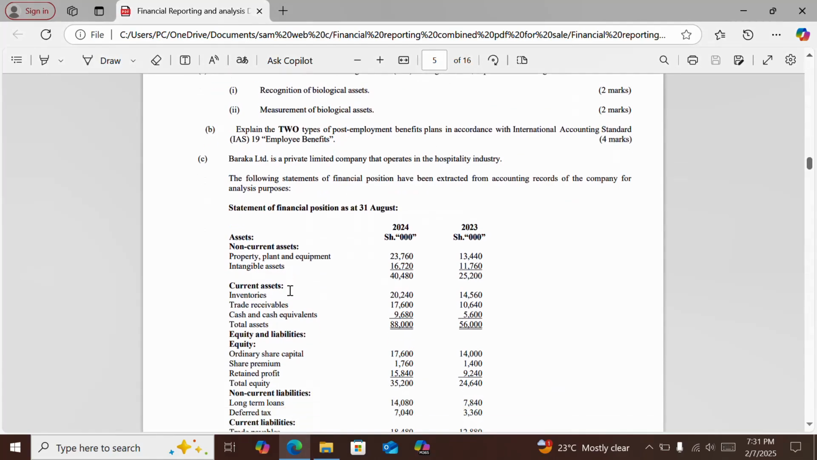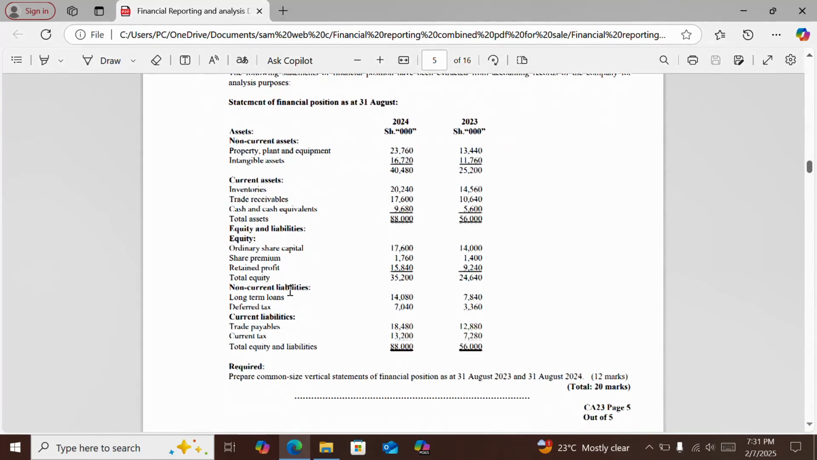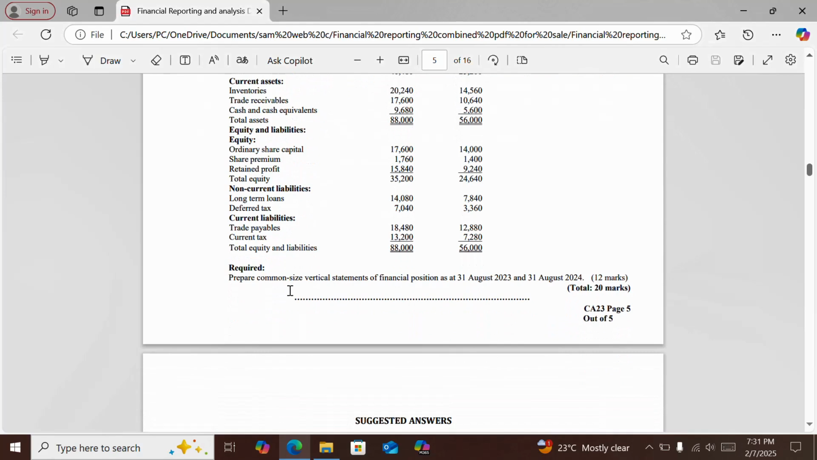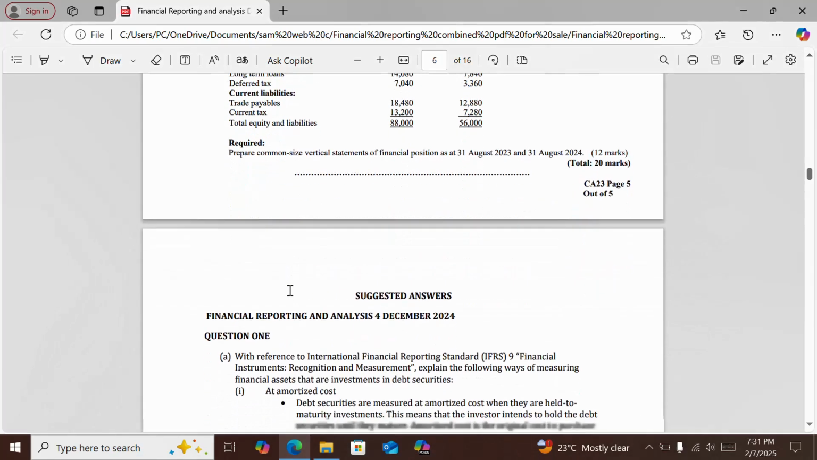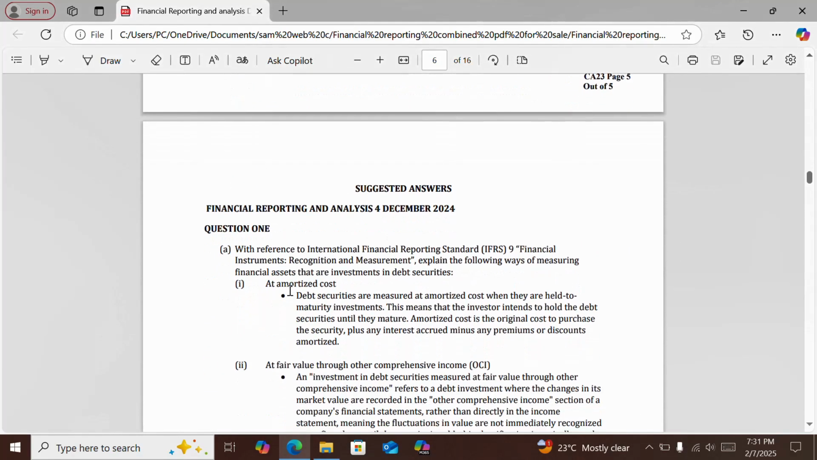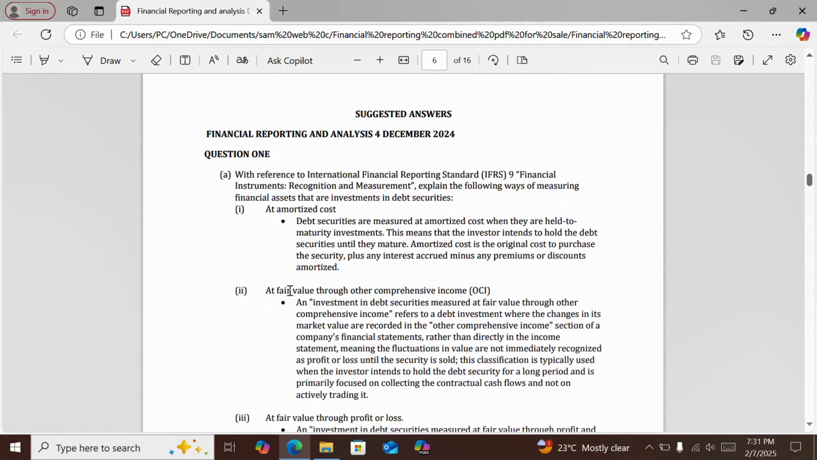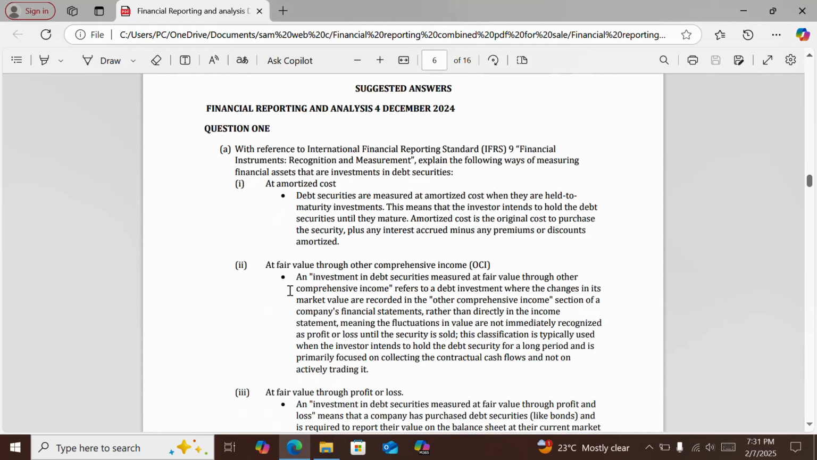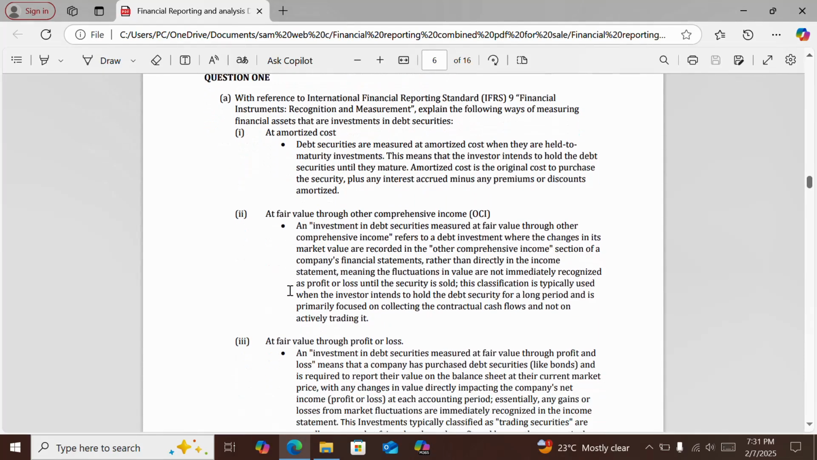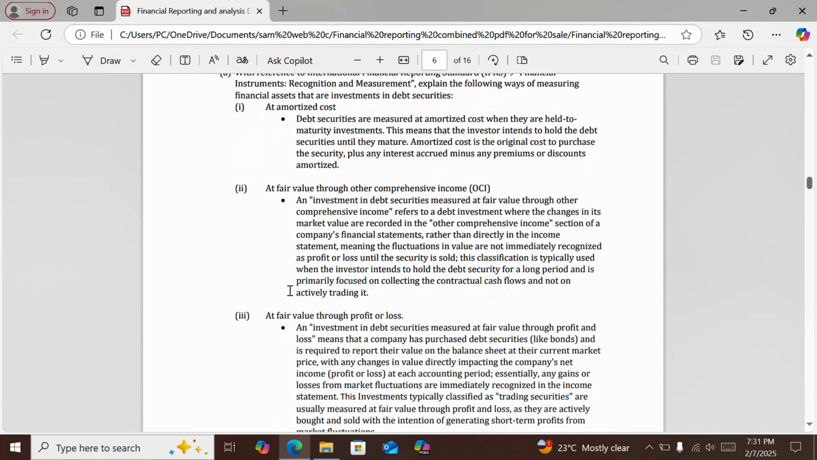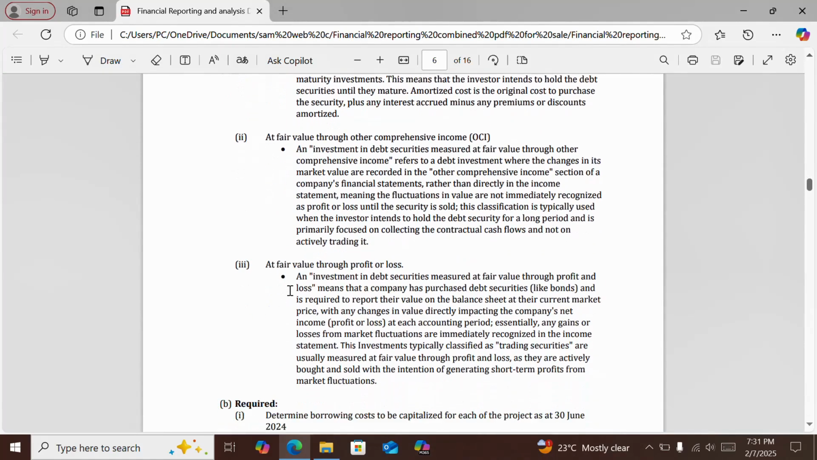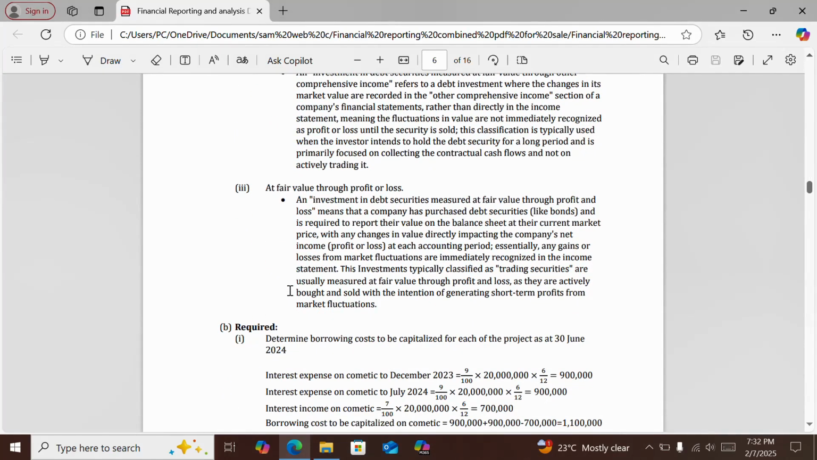And then we have part C, which required you to prepare a common size vertical statement of financial position as at 31st August 2023 and 31st August 2024. So let us go to the answers. We have the answer for the first question: amortized cost, at fair value through other comprehensive income, and at fair value through profit or loss.